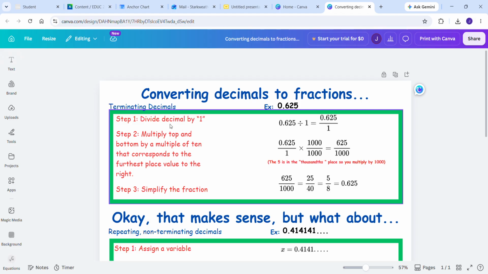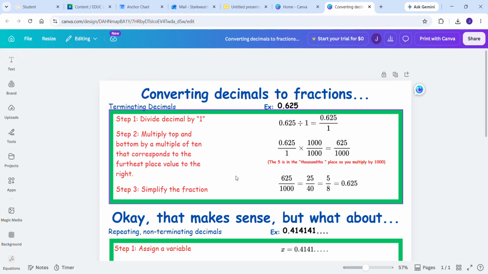For the first step for the terminating ones, you would divide the decimal by 1, which basically gives you a fraction, but it doesn't because you can't have a fraction with a decimal on the top line. So right now it's just a division problem. So step 2, you need to multiply the top and the bottom by a multiple of 10 that corresponds to the furthest place value to the right.